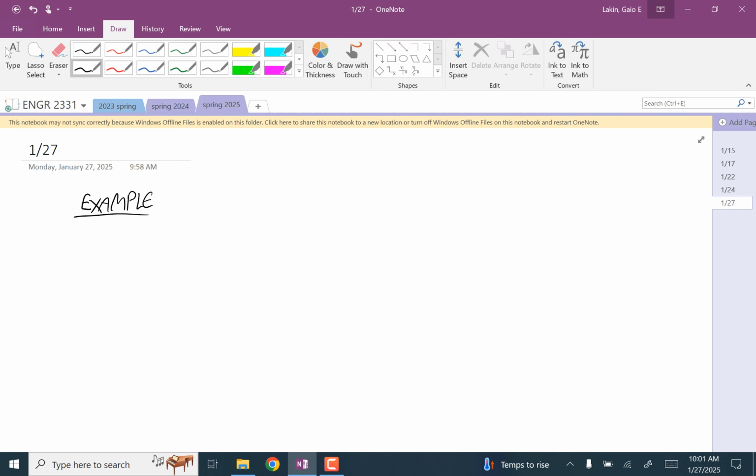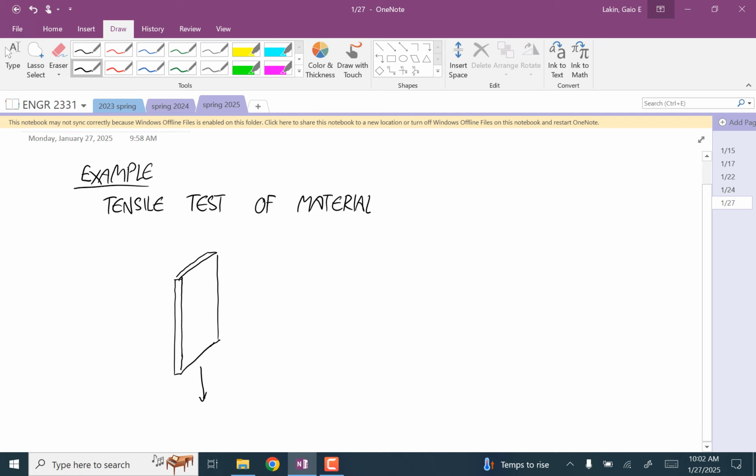Let's say we have a tensile test of a material. This is sort of like a two-part example problem. And that tensile test, so here's our sample piece. We put it into 5,000 newtons of tension.